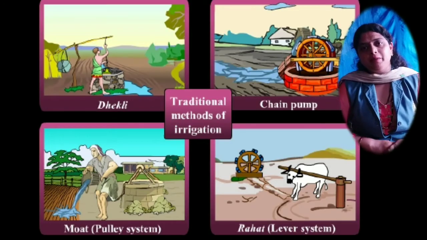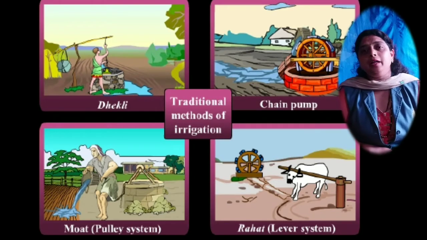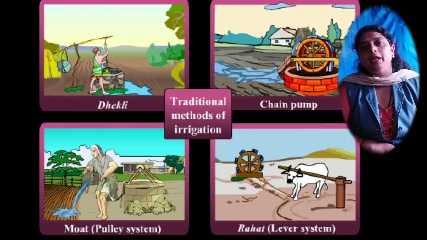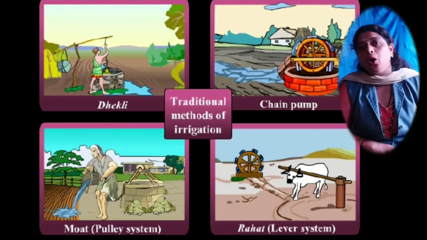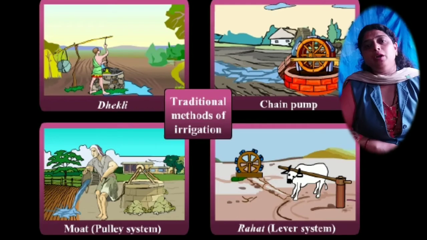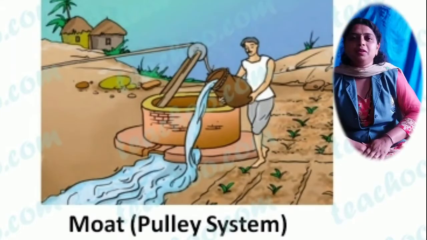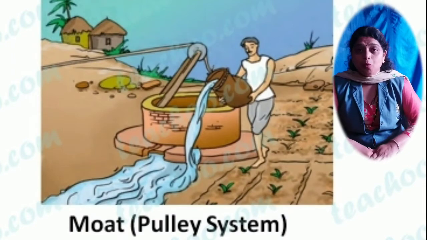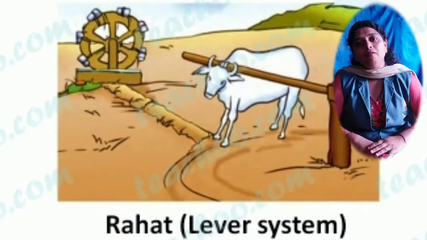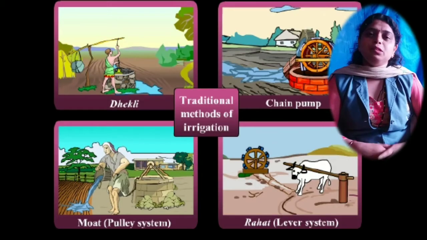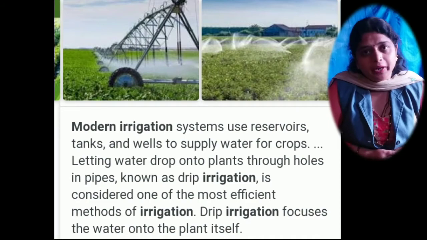In our traditional method, the water from the wells, lakes, ponds is being utilized for irrigating the land. It involves either human labor or cattle are being used for drawing water from these sources. Some of the traditional methods are moat, that is pulley system, chain pump, dekli and rahat. So, this was our traditional technique. Now, we will discuss our modern technique.